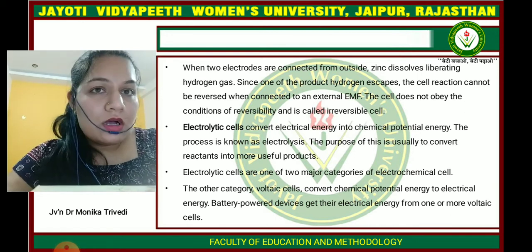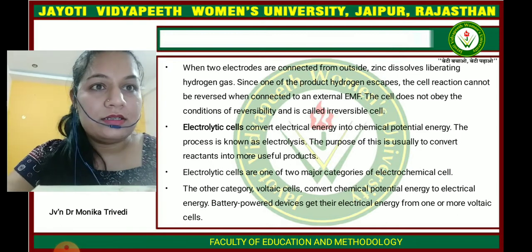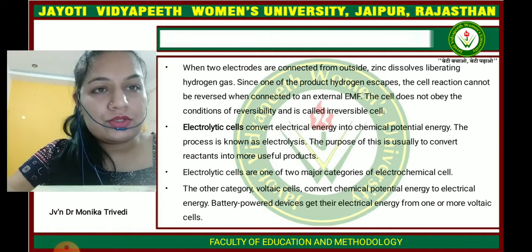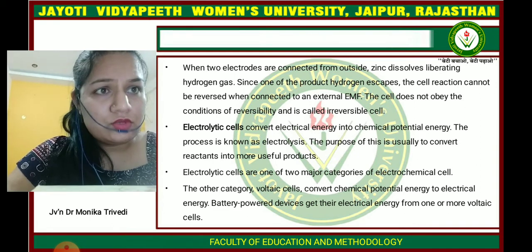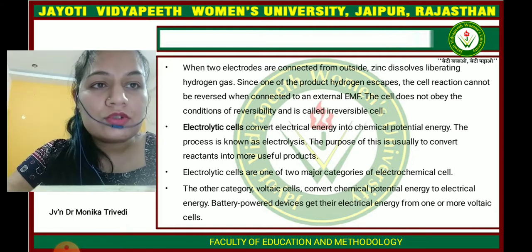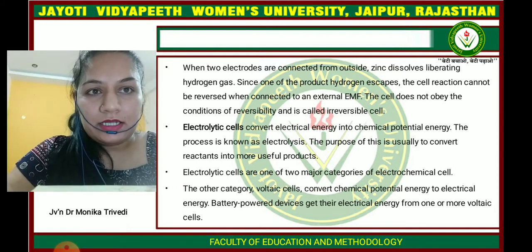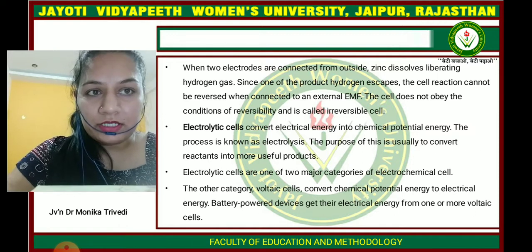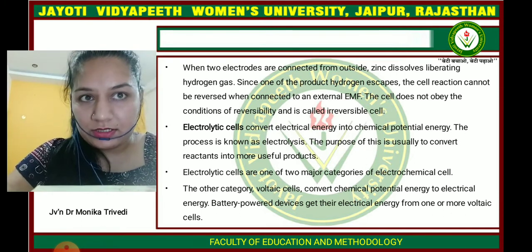What are electrolytic cells? We know that electrolytic cells are electrochemical cells which convert electrical energy into chemical potential, and the process is known as electrolysis. This process usually converts the reactant into a more useful product. Electrolytic cells are one of the major categories of electrochemical cells. The other categories of electrochemical cells are photovoltaic cells, and we have already learned about the electrochemical cell.